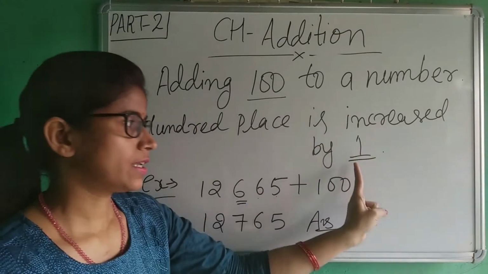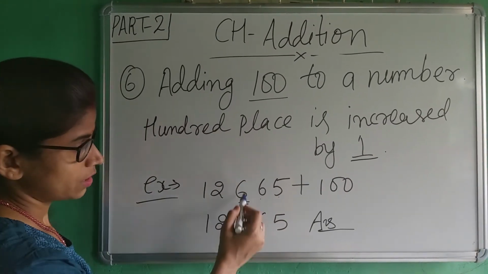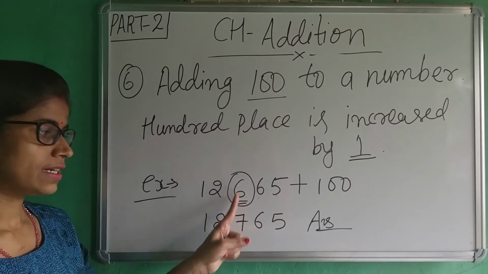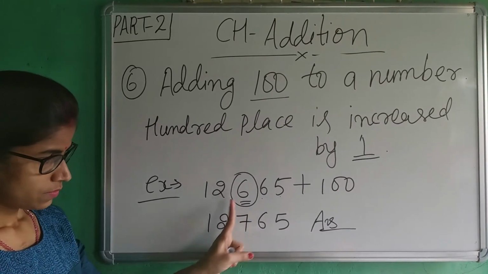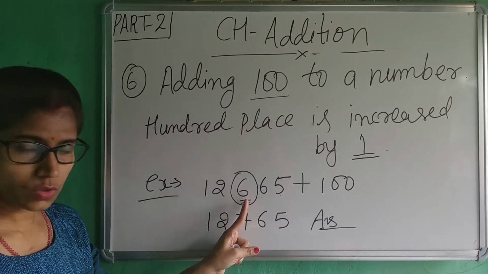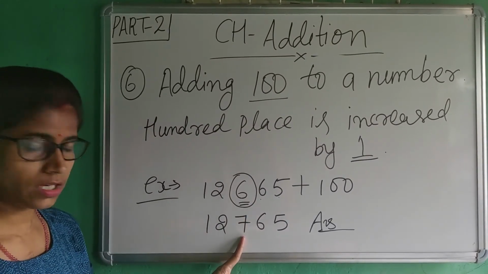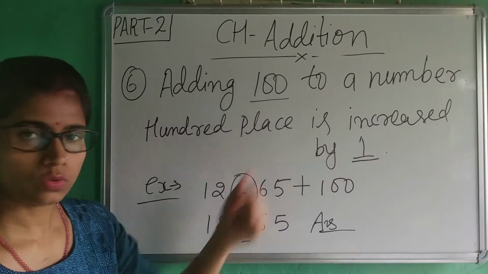Okay? Getting it? When you add 100 to a given number, what will happen? The hundreds place will increase by 1. Firstly, you need to check the hundreds place. Here is your hundreds place. It will increase by 1, and you can see in the answer, 6 was in your question and in your answer you are having 7. It is increased by 1 according to the rule.